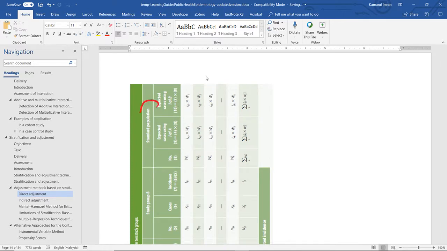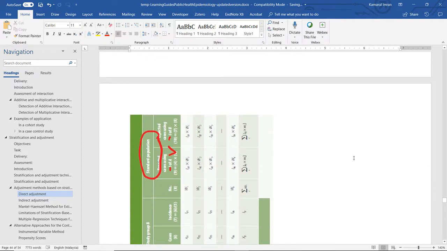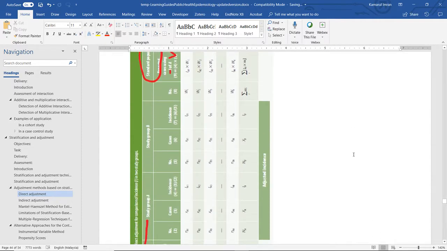So this is the standard population. You have expected cases using incidence of A and expected cases using incidence of B, right? So this is the adjusted incidence.